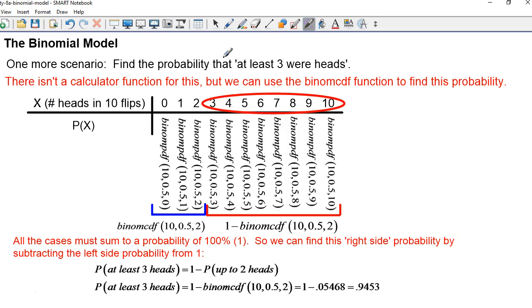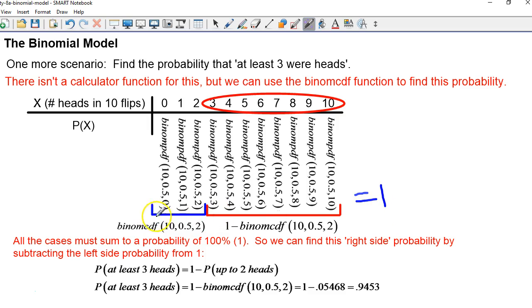Okay, one more scenario. What if I wanted to find the probability that at least 3 of the tosses were heads? There isn't a calculator function for this, but we don't need it because we can use the CDF function. The probability that at least 3 of the tosses were heads would be all of these cases from 3 on up to 10. But if I add up all of the probabilities for all the outcomes, that has to add up to a total of 1, because there's a 100% chance that something is going to occur.